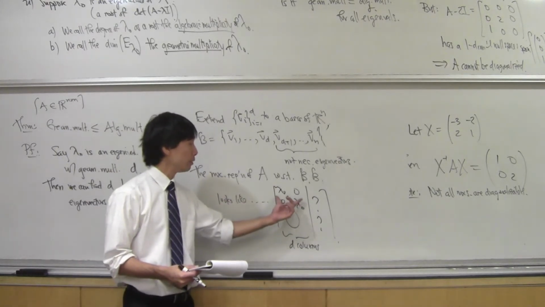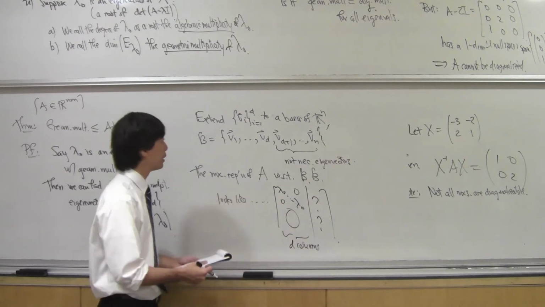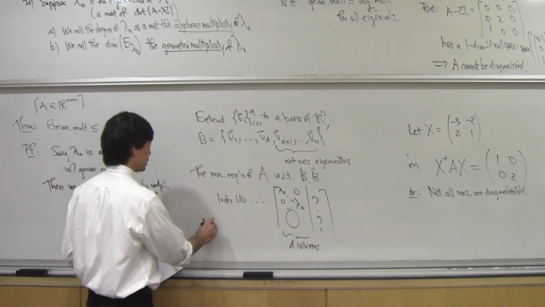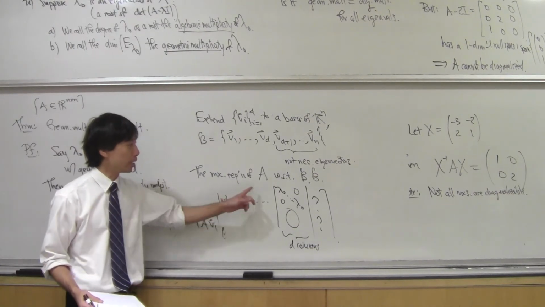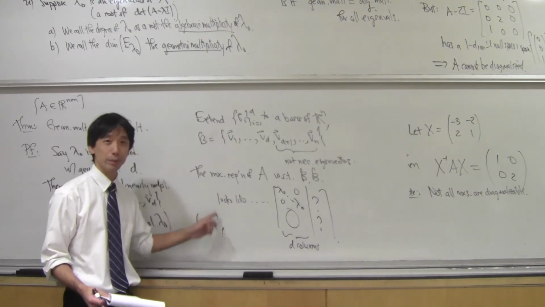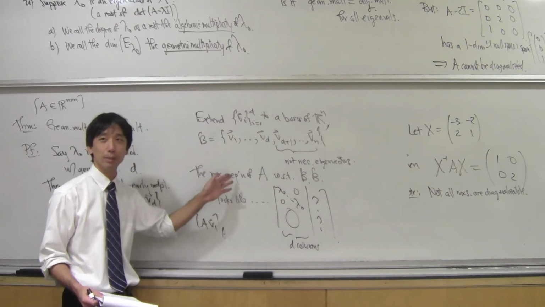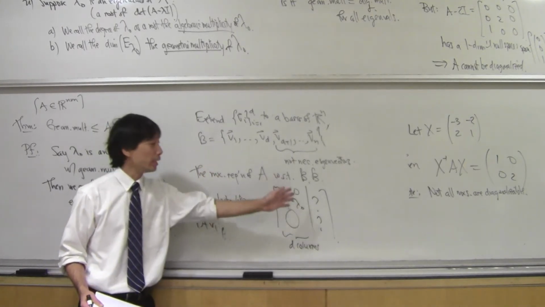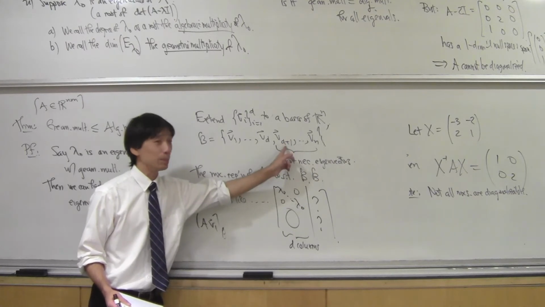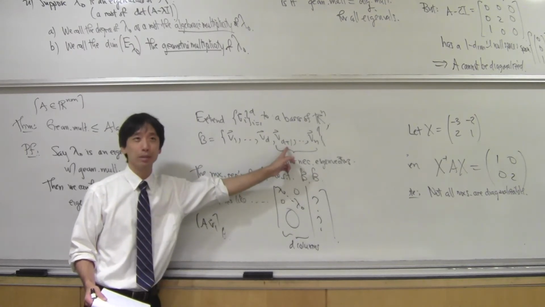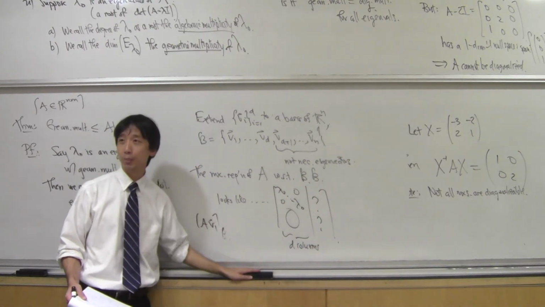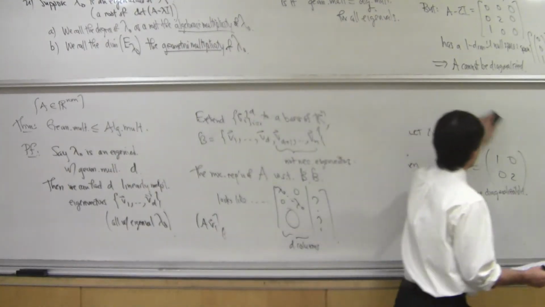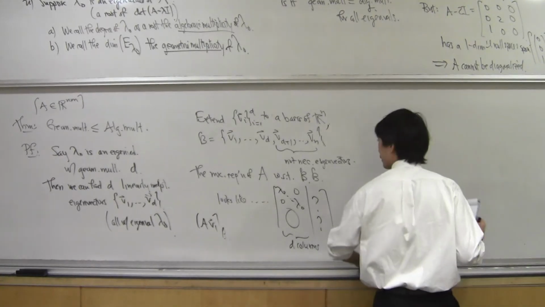Because, right, how do you get the first column? Remember, you look at how the transformation works on the first element, and then take the coordinate vector with respect to that. You're going to get lambda 1, 0, 0, 0. The second one will be 0, lambda 2, 0, 0, 0, 0. And then when you get to d plus 1, you have no idea what happens. After that, who knows what happens? But before that, things look simple.